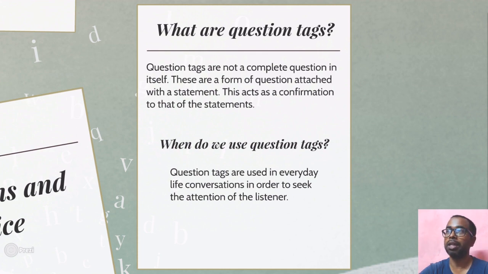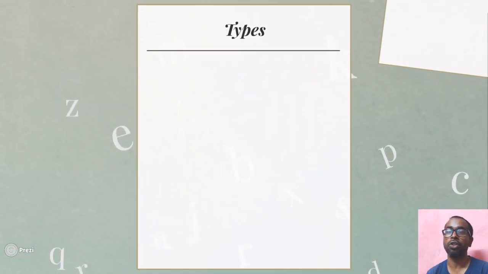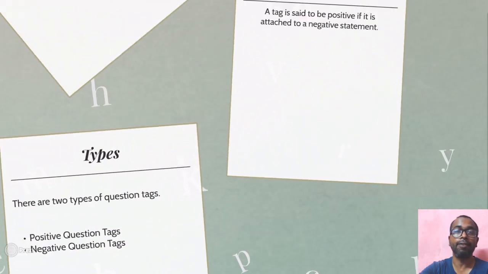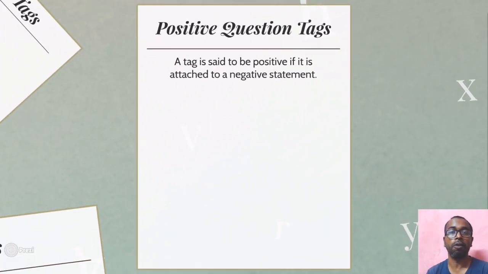So let's go in the basics of question tags, that is, how many types of question tags are there. So as you can see on the screen, there are two types of question tags. What are those two types of question tags? Positive question tags and negative question tags. So let's learn first about the positive question tags.